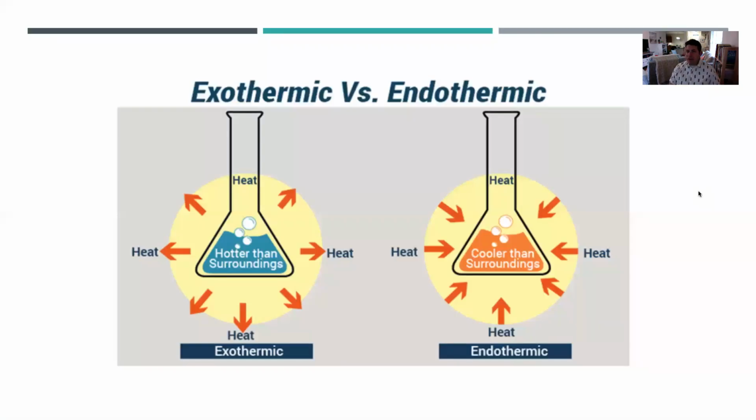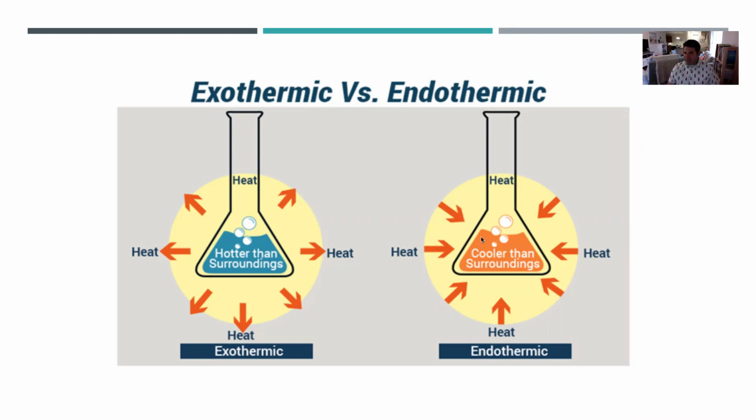All right, so we have already seen exothermic and endothermic reactions. Right, exothermic, they are hotter than their surroundings. They give off the heat. We've talked about heat rolling downhill, so it's going to move away from the hot source towards the surroundings, the cold source. And an endothermic reaction, it actually gets cooler than the surroundings, and the heat goes into the system.